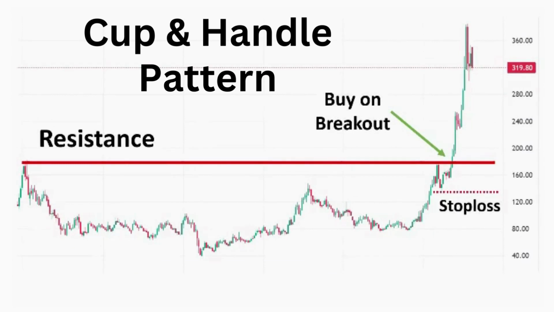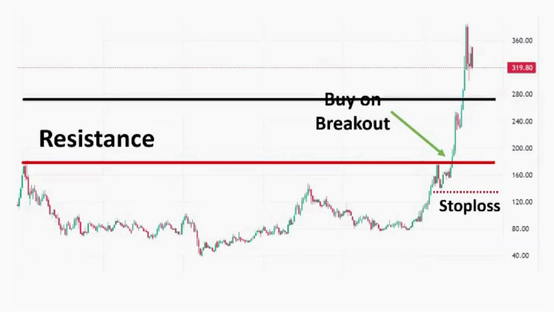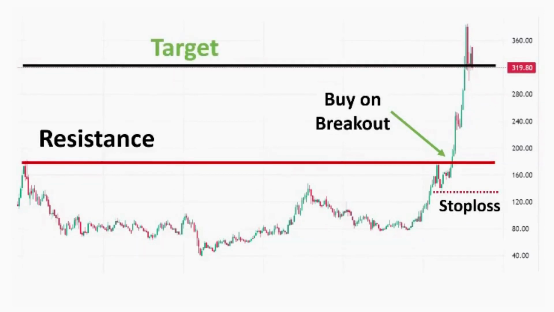And the target will be the same as the size of the cup. So you can see, that's the total area of the cup. And at the same distance above, we will place our target. So here you can see that we can make at least a 1:4 or 1:5 risk to reward ratio in this trade, which is a very excellent trade if you manage it properly.